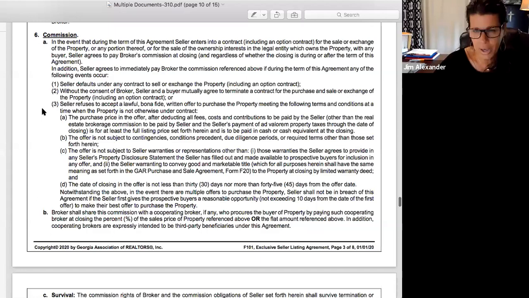And when I say perfect, the offer nets your seller the price on the listing agreement. There are no contingencies. The closing date is within 30 days, no more than 45 days. This section goes through what a perfect offer looks like, all cash. And if they receive a perfect offer, which has happened before with our agents, the seller legally cannot refuse it. And if they do, you are due a commission, and so is the other agent.